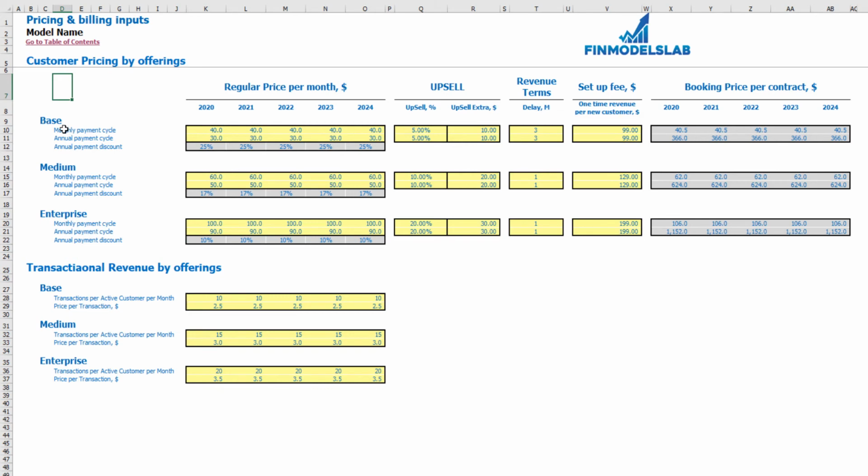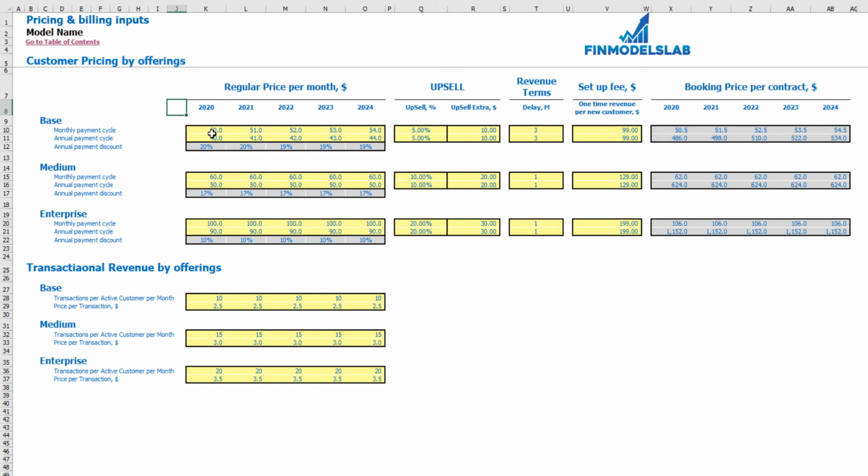And each offering is broken down by monthly payment cycle and annual payment cycle. So for both of these payment cycles, you should input the monthly equivalent of your regular price. Let's pretend for the base this is $50, 51 the next year, 52, 53, 54, something like that. For the annual payment cycle, let's say it's 40, 41, 42, 43, 44. On each yellow cell you have the note, what you are supposed to input here, so it's just easier for you to input and to understand what you're supposed to input here.